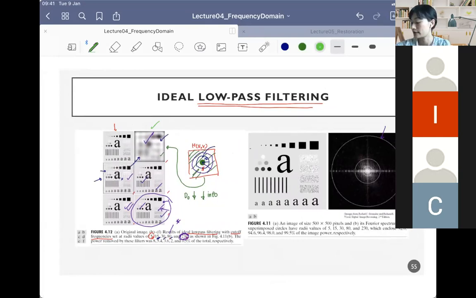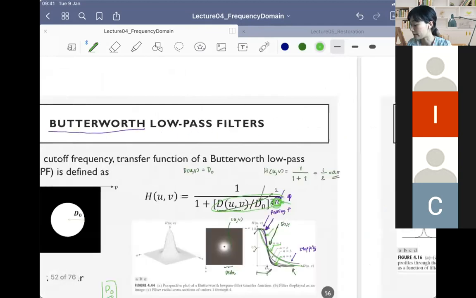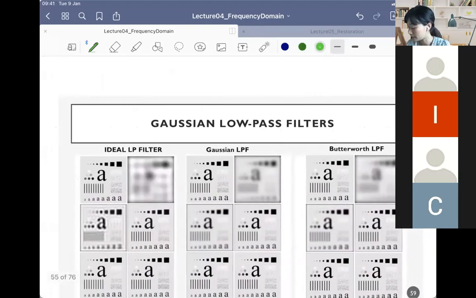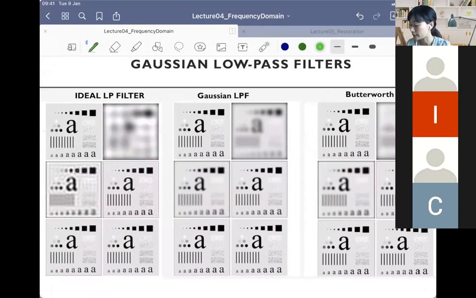Do you see any difference? Maybe it would be better if I put the picture together, like maybe just here. We are not talking about the Gaussian just yet, but we talk about Butterworth and the ideal low pass filter. You see the difference between them, the result.